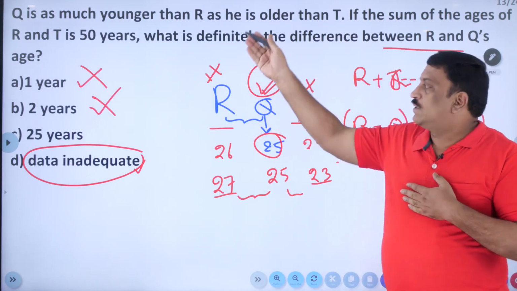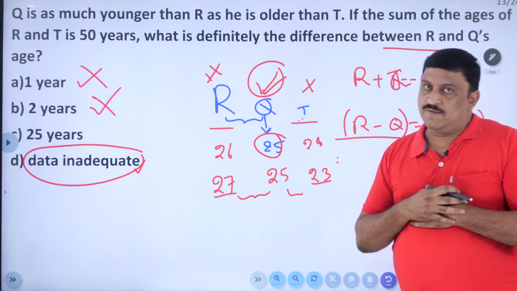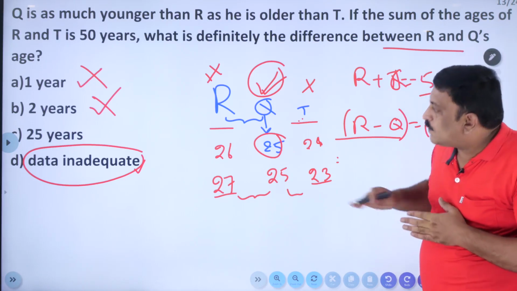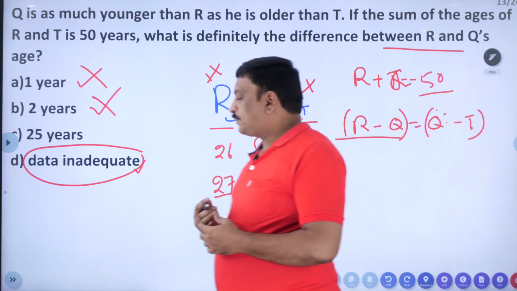But using average. That's why this is another model of average, right? So this much is enough. Let us go to the next question.